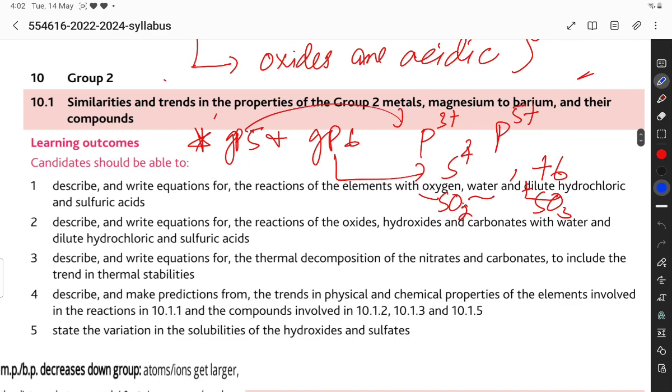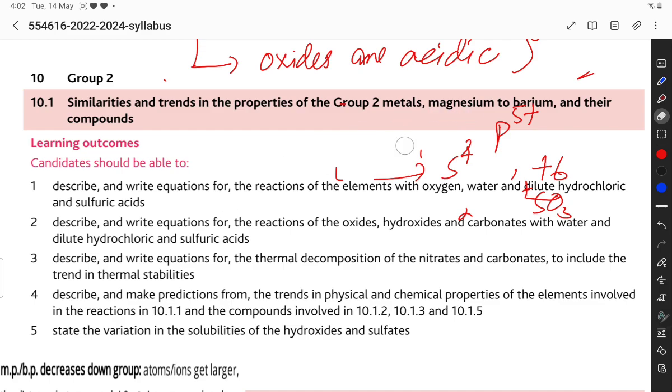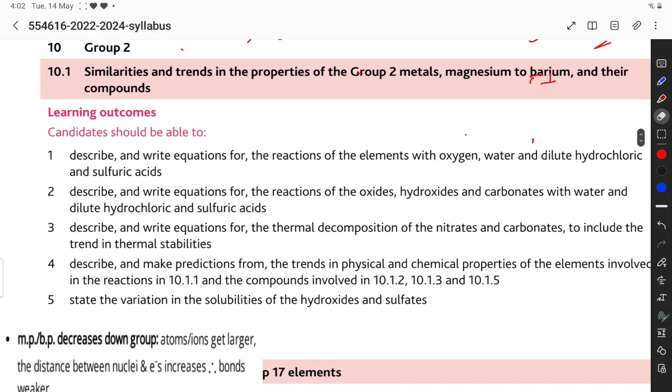In this video I will explain group 2 similarities and trends in the properties of the group 2 metals, magnesium to barium, and their compounds. Candidates should be able to describe and write equations for the reaction of the elements with oxygen, water and dilute hydrochloric acid.